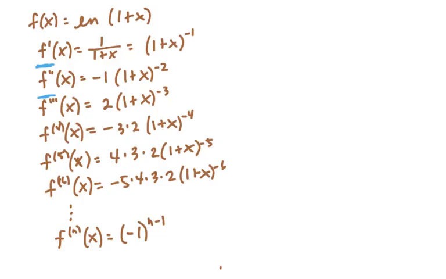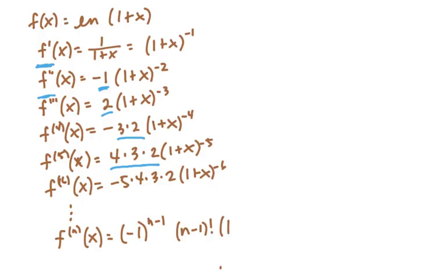And then we have factorial. Here we have 1. In the first one we have 1. In the second derivative we have 1. In the third derivative we have 2. In the fourth derivative we have 3 times 2. In the fifth derivative we have 4 times 3 times 2. So if you look at those, we have n minus 1 factorial here.